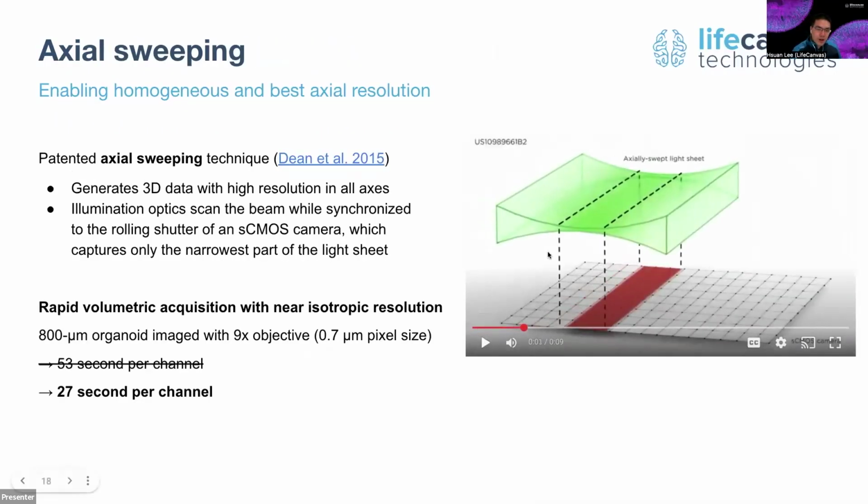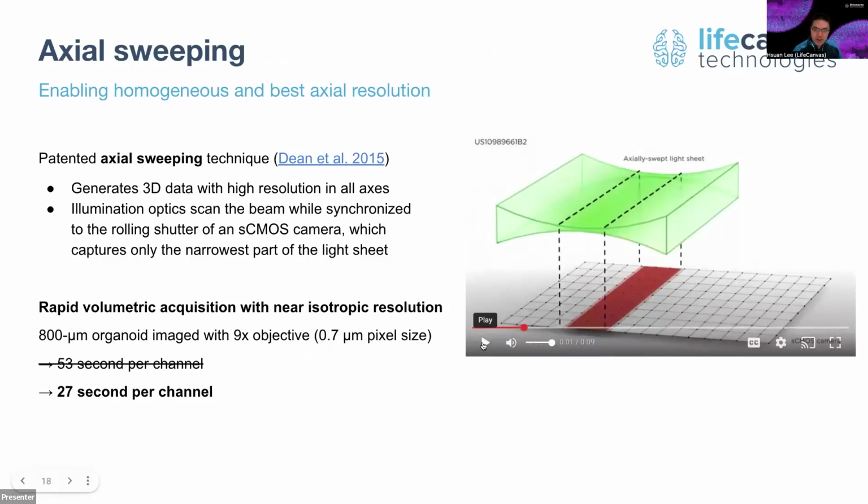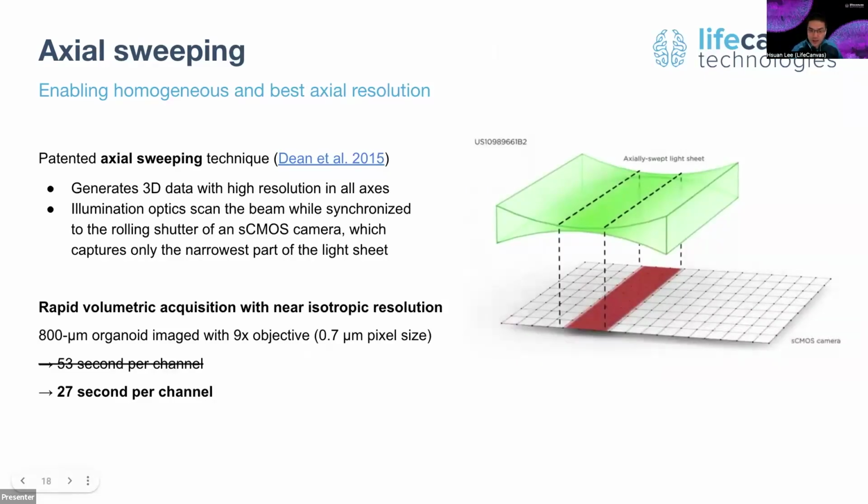So here I want to talk more about the features that are shared across our different light sheet microscopes. One of the features is the axial sweeping. The axial sweeping is the technology to enable homogeneous and best axial resolution across the entire field of view and up to the entire volume.